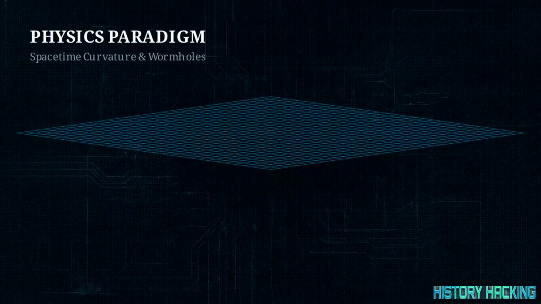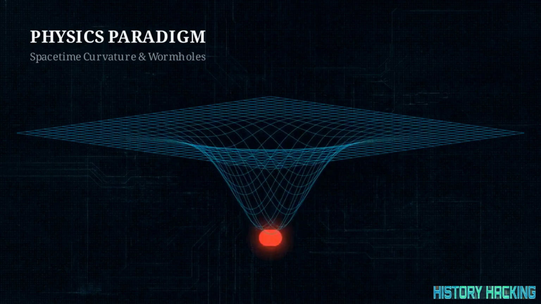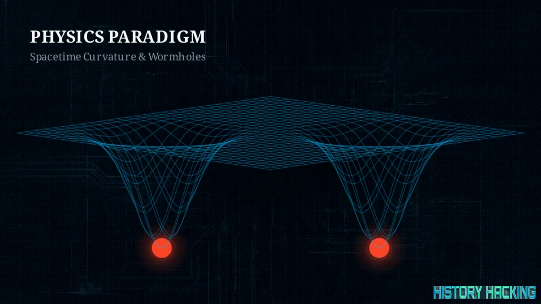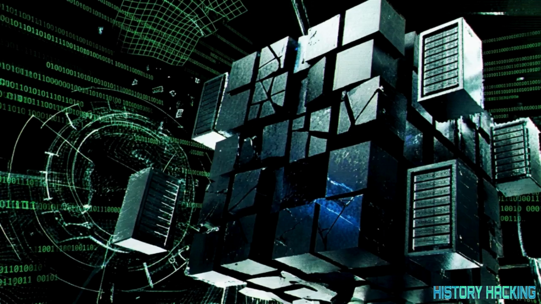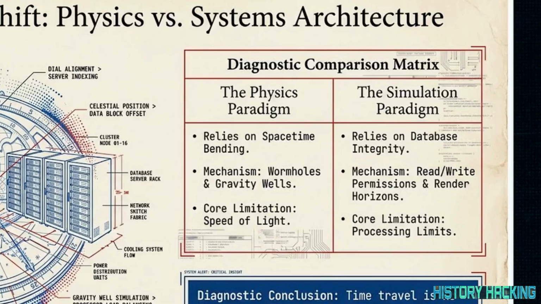Accepted theories of time travel usually rely on the physics of relativity, the complex bending of spacetime, or the stabilization of wormholes. In a simulative universe, these physical mechanisms disappear. This matrix compares the two perspectives. Within a simulated reality, temporal transit is a question of database permissions.